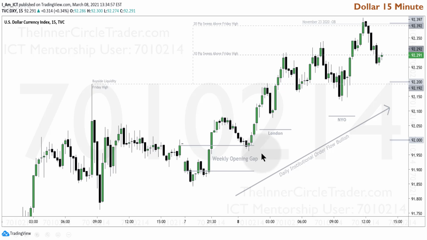I annotated that. The opening price on the week is this candle right here. So I extended that out in time. This is your weekly opening gap. All right. We're bullish, or we were bullish on dollar.